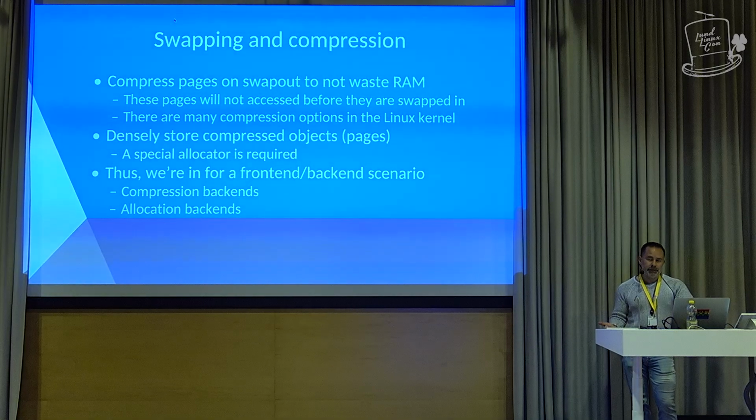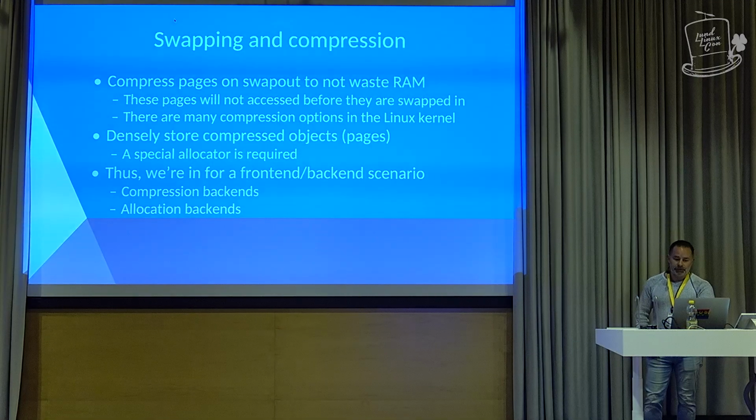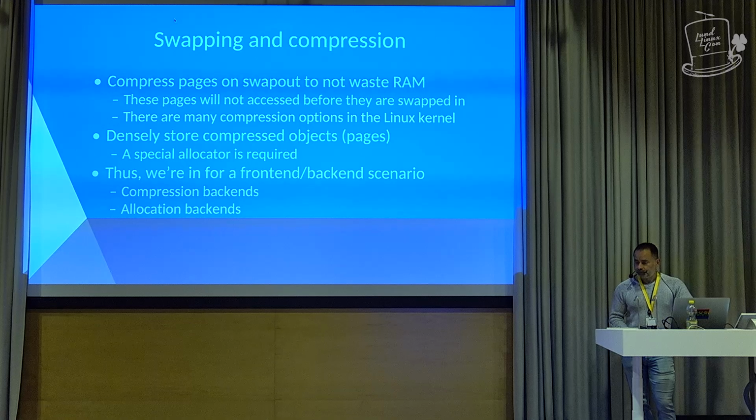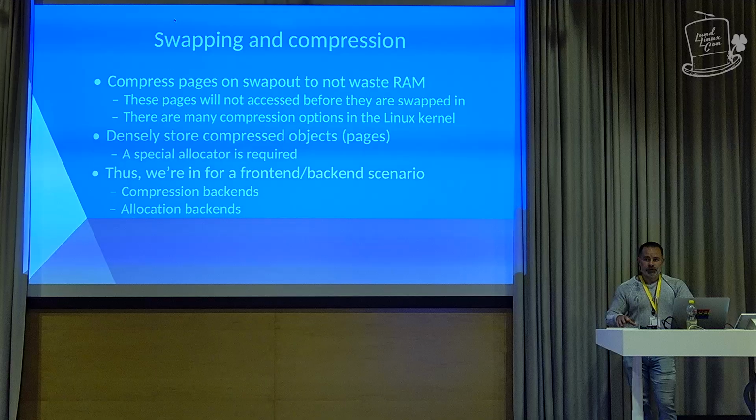So what we have is a front-end and back-end architecture, where we have a compression back-end, which compresses the pages, and we have an allocation back-end, which is used to allocate RAM to store the objects of some odd sizes in a manner that actually saves on RAM.